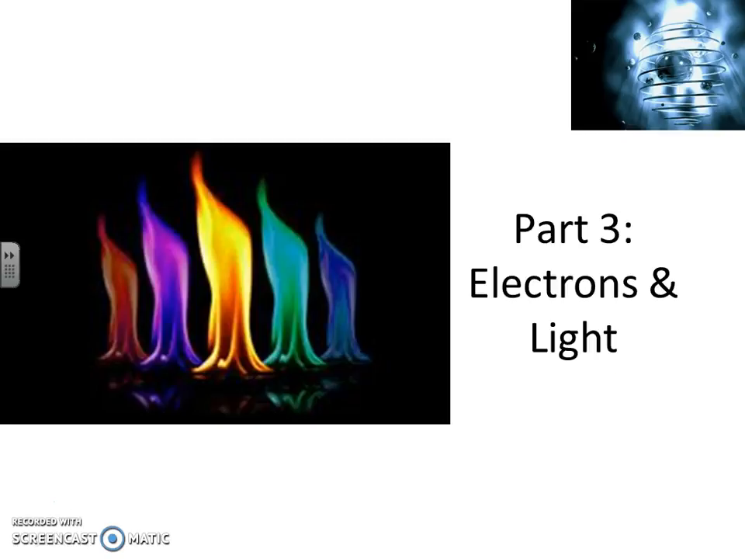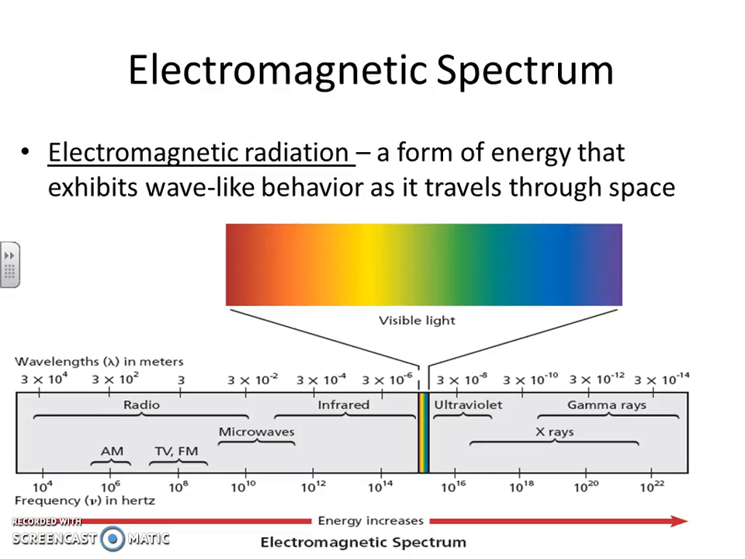Okay, it's the next part right beside the isotopes worksheet. So the first thing is the electromagnetic spectrum. You learned about this in physical science, but electromagnetic radiation, which is the first blank in your notes, is a form of energy that exhibits wave-like behavior as it travels through space.